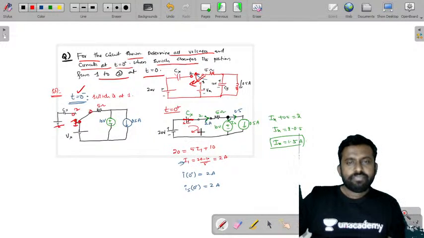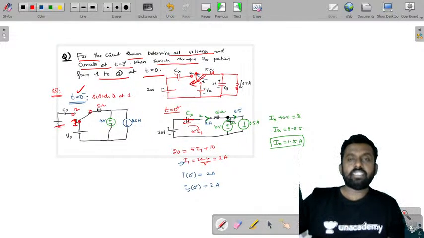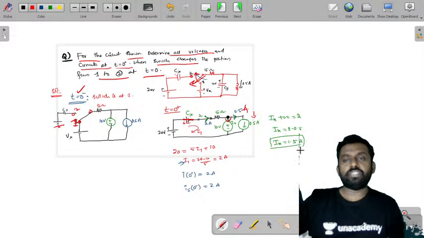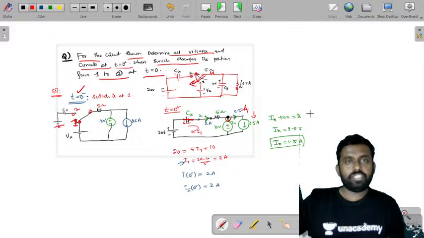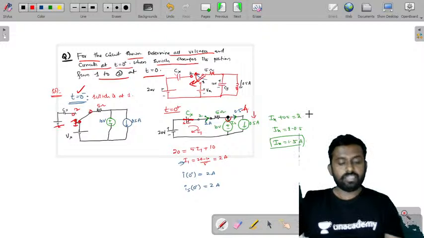The current in the 5 ohms is 2 amperes. And if you take Ix, if you take the currents, this is already 2 amperes, this is 0.5 amperes that is flowing, and the current that would obviously flow into this voltage source is 1.5 amperes. So this is how we will determine the initial conditions of a given system.